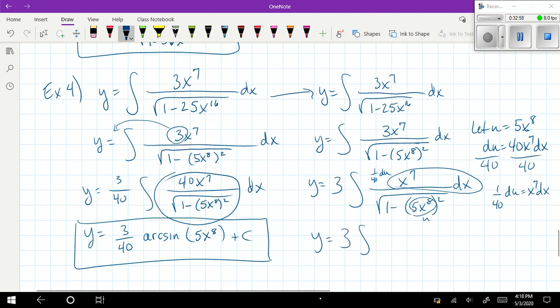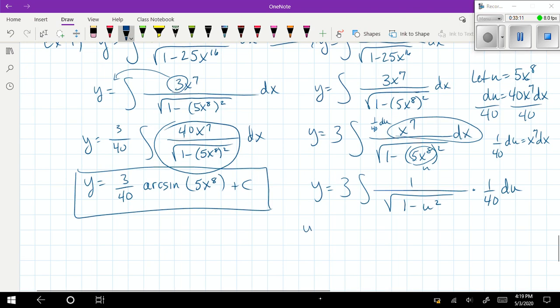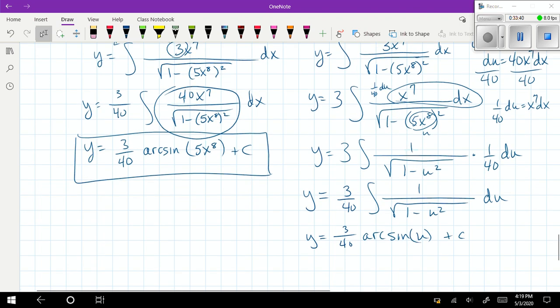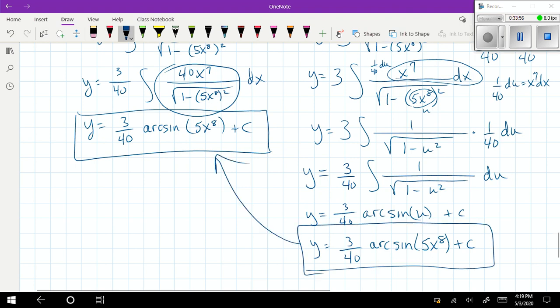I get 3 times the integral of 1 over the square root of 1 minus u squared times 1 over 40 du. That 1 over 40 can come to the outside, yielding 3 over 40 times the integral, and I'm taking baby steps with you, I know, 1 minus u squared under here, du. Then you recognize what's here as being the derivative of arc sine. So 3 over 40 arc sine of u plus c, and then we put our u back in: y equals 3 over 40 arc sine of, what was my u? My u was 5x to the 8th, plus c, and this answer should be the same exact answer I just had up here. So these are good.